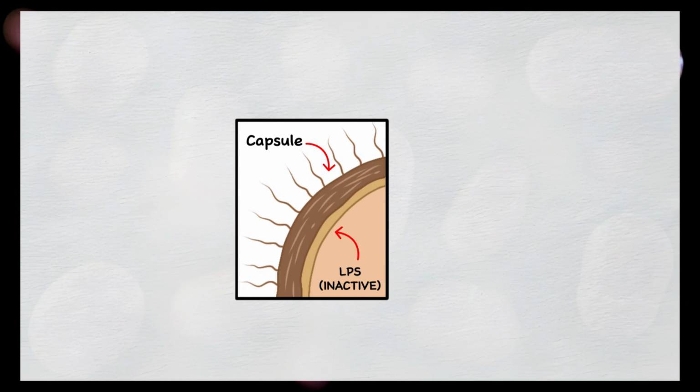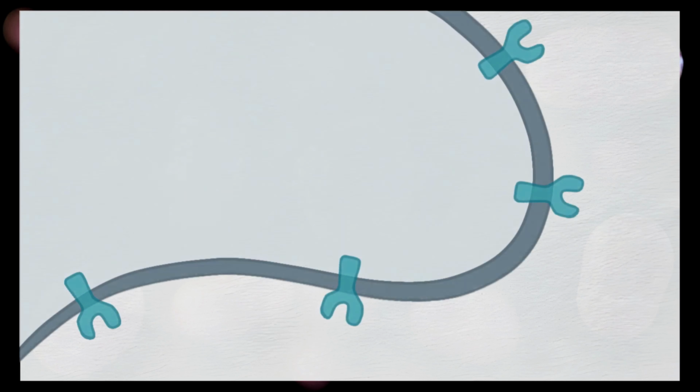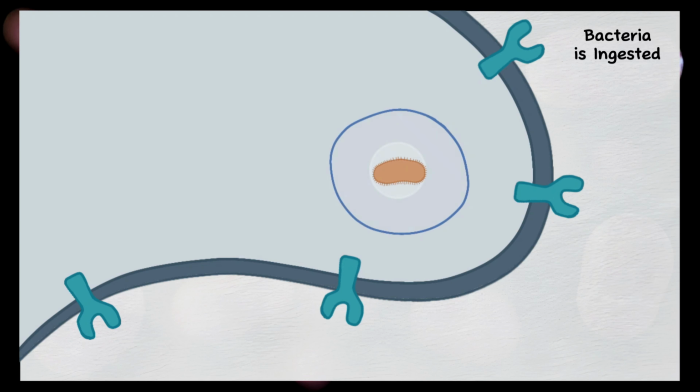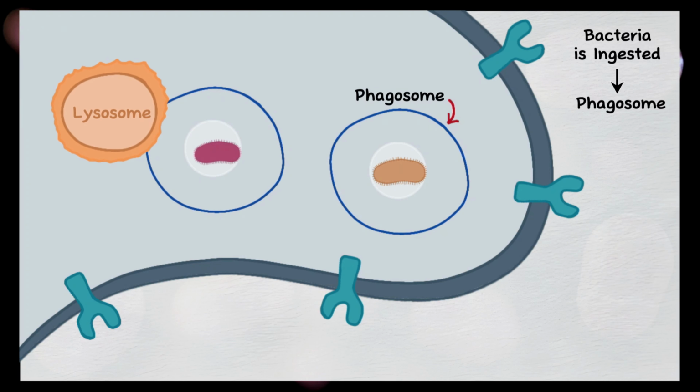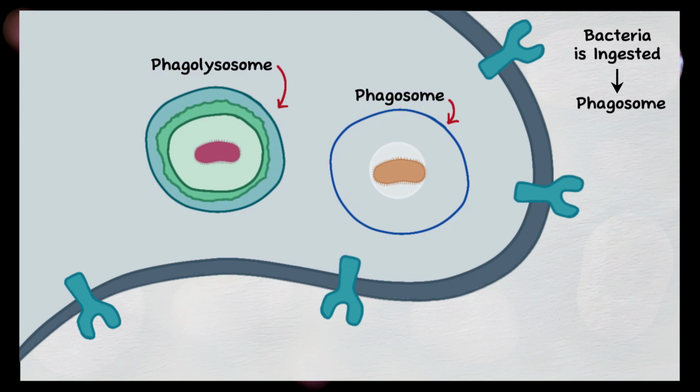Next, Francisella tularensis utilizes its type IV pili, which are hair-like extensions on its capsule, to attach to macrophages. Once it attaches to macrophages, it is ingested and enclosed in a vesicle known as a phagosome. Normally, the phagosome would fuse with the lysosome to form a phagolysosome, where an oxidative burst would occur, releasing harmful free radicals to destroy the invader.